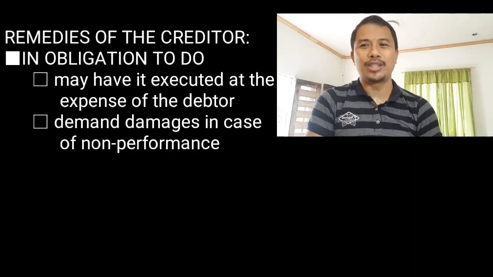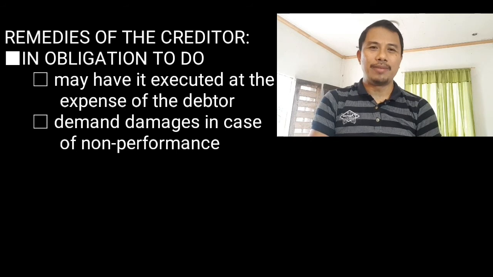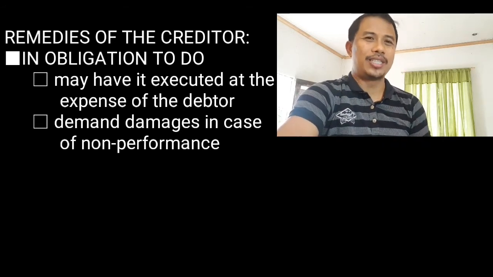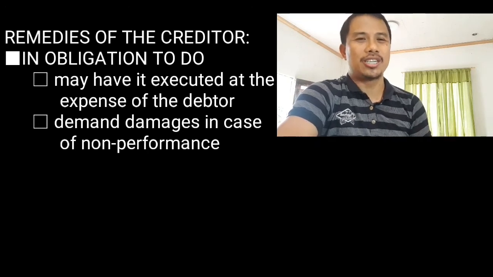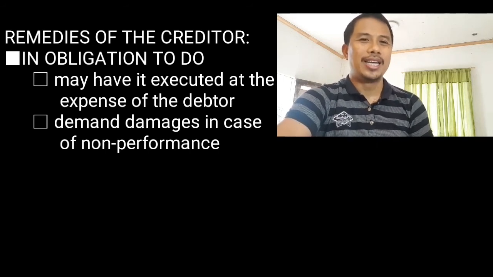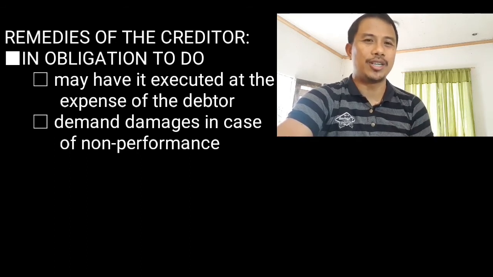In an obligation to do a thing, if the debtor will not perform his obligation, the creditor may have the obligation executed at the expense of the debtor and demand damages if the debtor fails to perform or performs it in contravention of the tenor of the obligation. Let's say, for example, I am obliged to teach. I am under contract to teach in a particular university, for example, to teach business law, and I did not teach. The university can hire somebody at my expense, which simply means I can be made liable for the salaries and damages that the university incurs because I did not teach the business law class. I did not honor the contract.